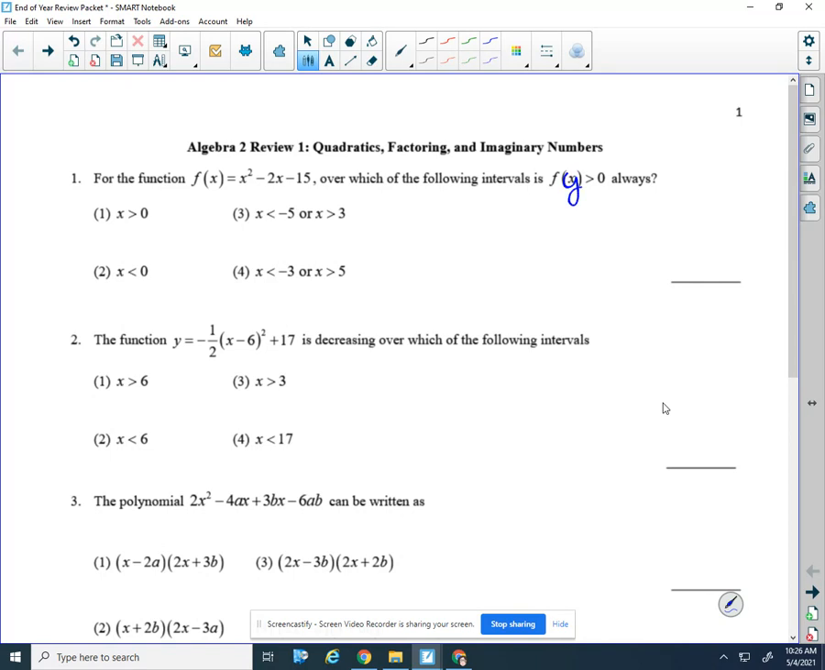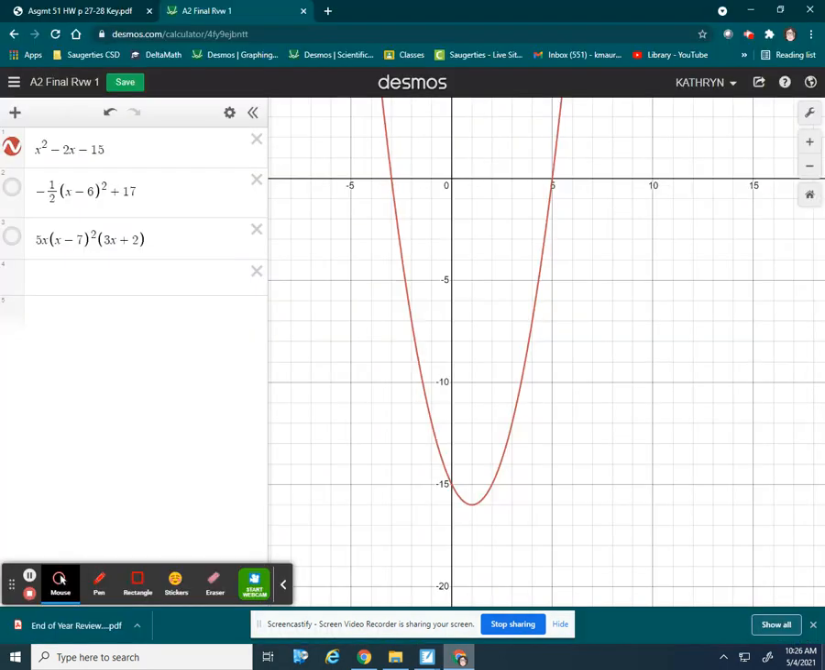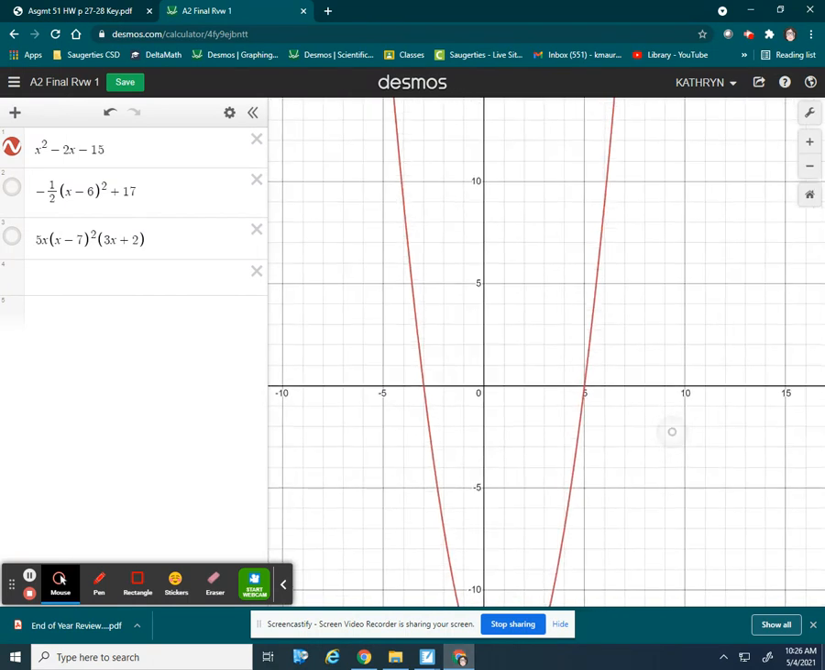So that's y is greater than 0. If you're graphing something, it's all of the points above the x-axis. They all have points where the y is greater than 0. So what I did was I went to Desmos and I typed x squared minus 2x minus 15 in the calculator. And if you look, I'll get a different color, all of this section here is greater than 0, and all of this section is also above the x-axis.